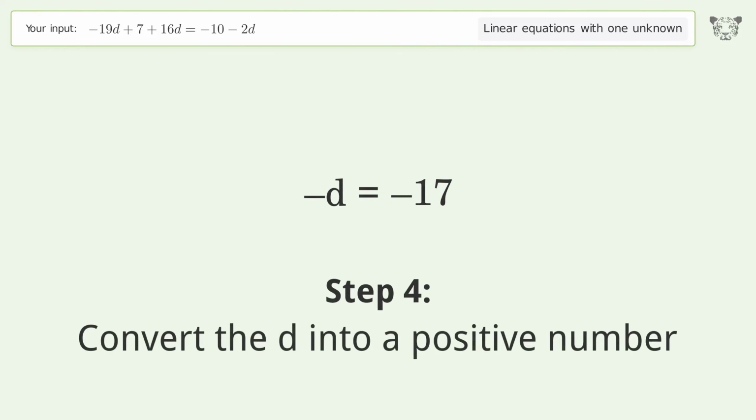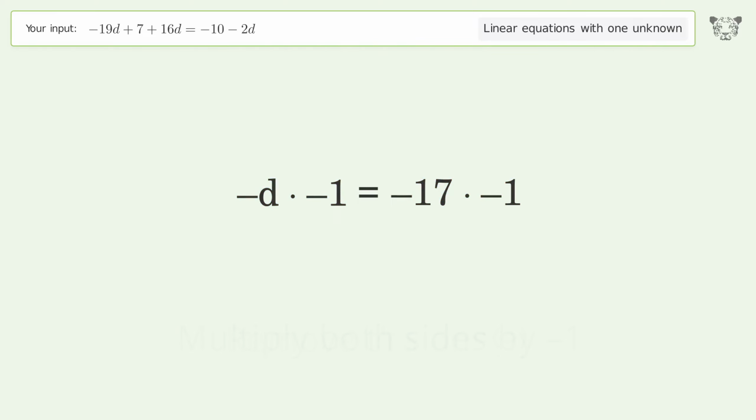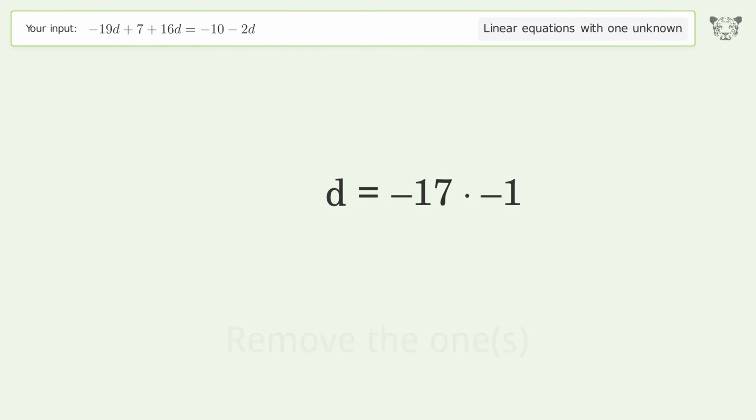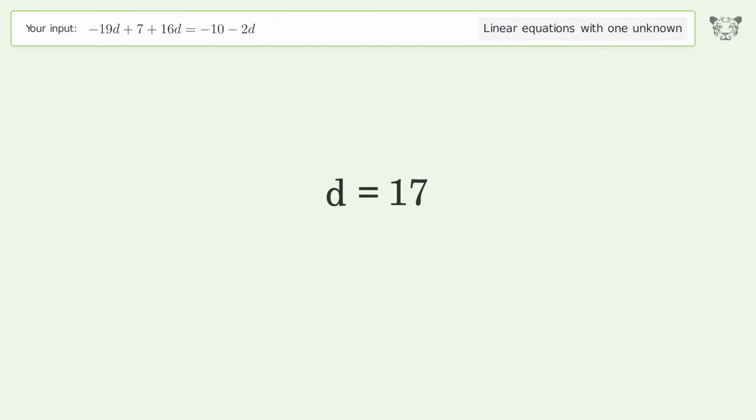Convert the d into a positive number. Multiply both sides by -1. Remove the ones. Simplify the arithmetic. And so the final result is d equals 17.